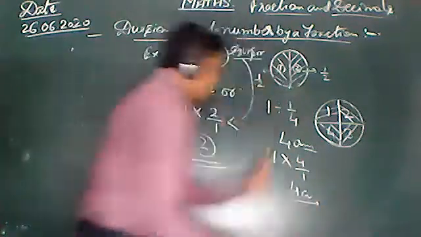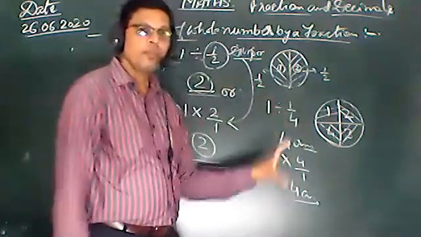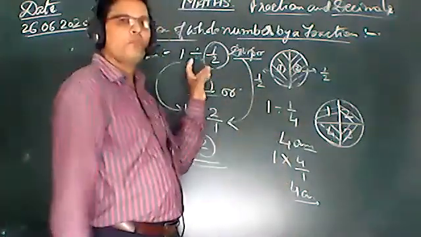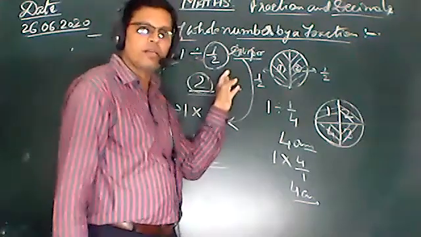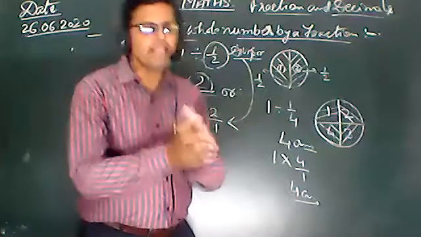That both the answer be same. That means our conclusion is, if you divide one fraction by another fraction, first you convert it into the multiplication form and then you find your answer.